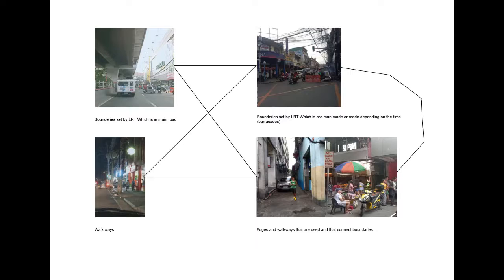It's somehow connected through the fact that there are boundaries made by man and boundaries made by the LRT. But the Libertad specialty is that the network, boundaries and edges are somehow connected using mostly commercial areas. But you can still tell that they still divide residential and commercial areas.